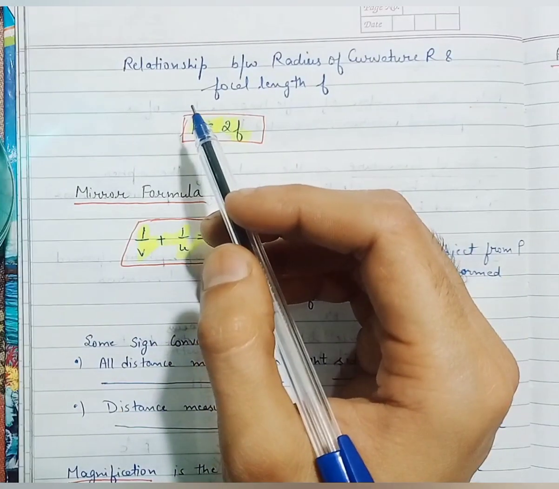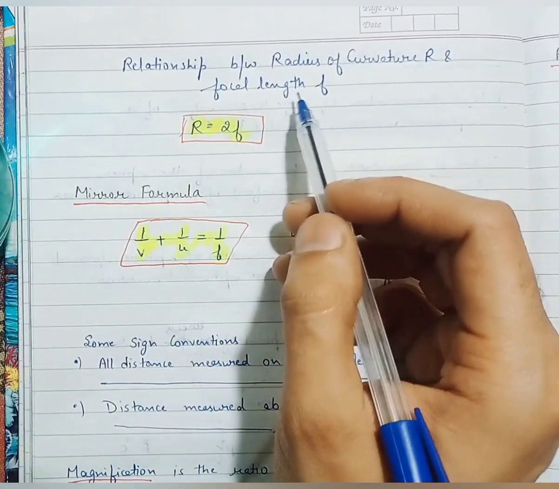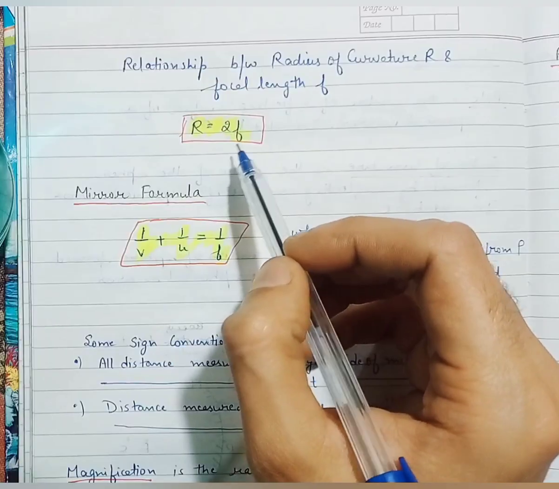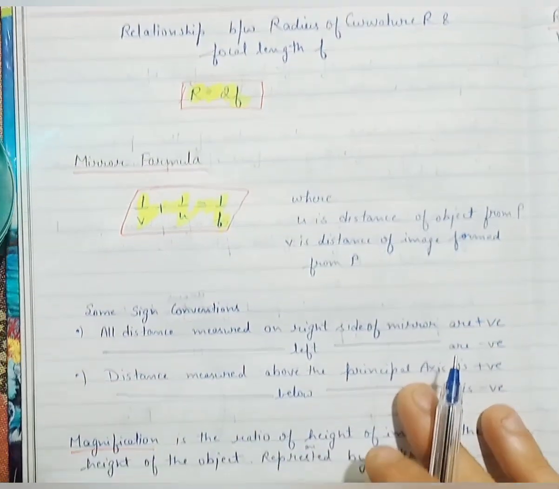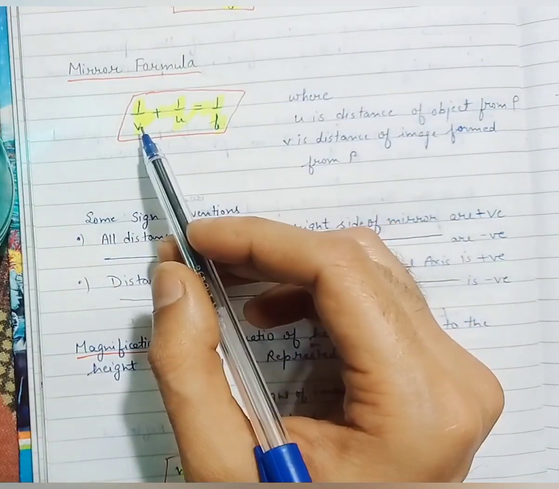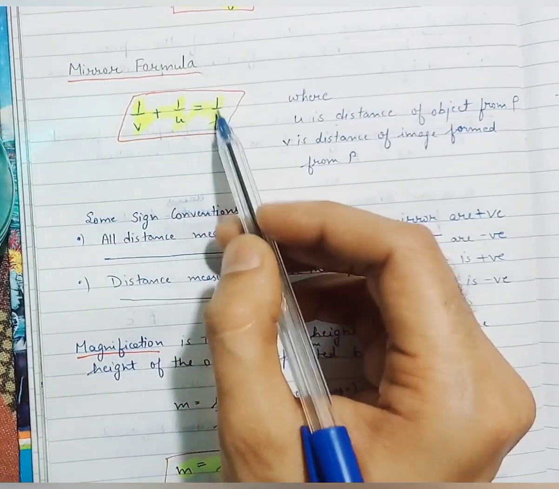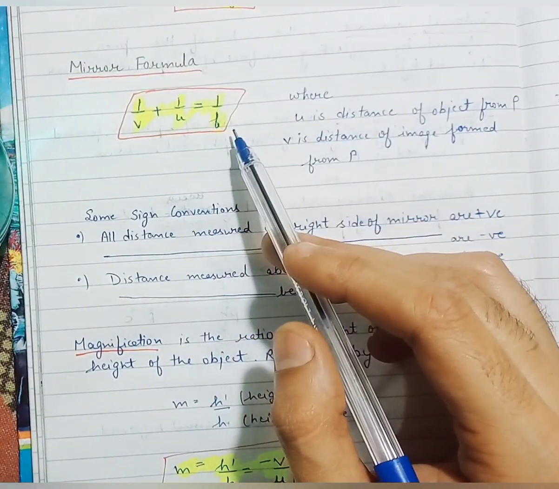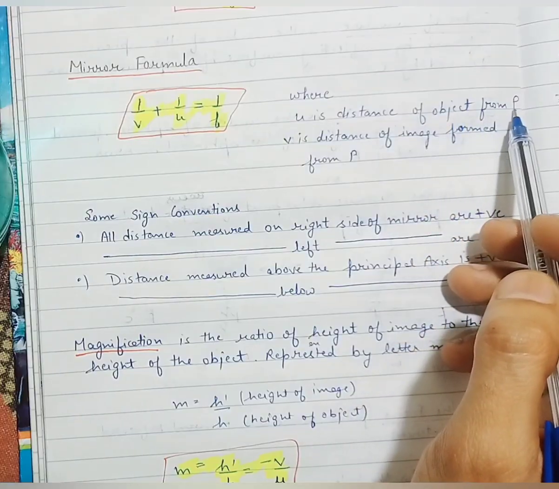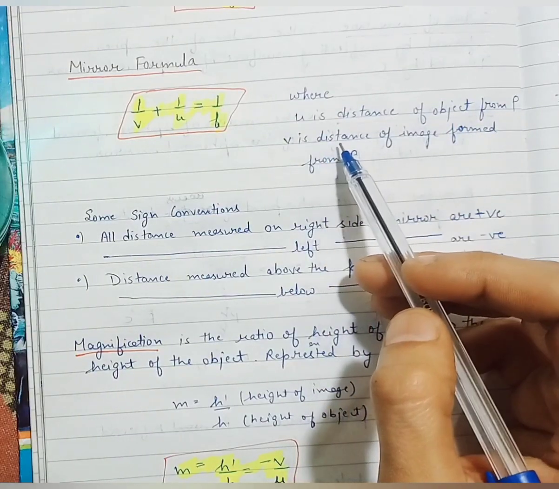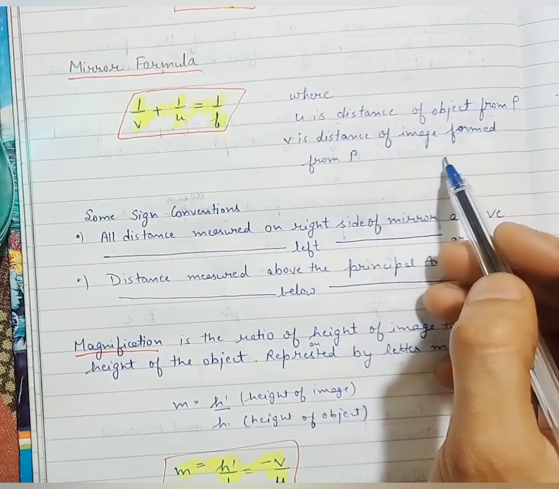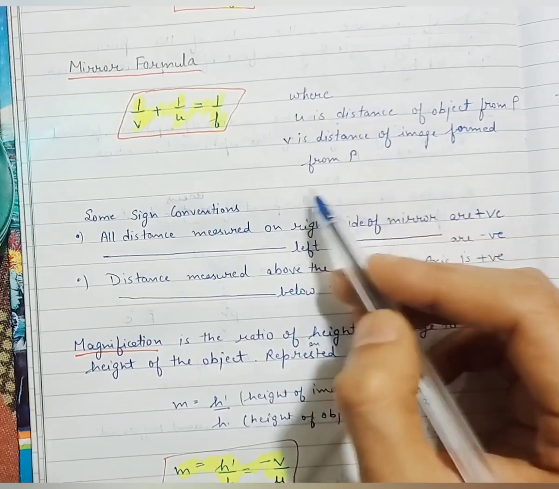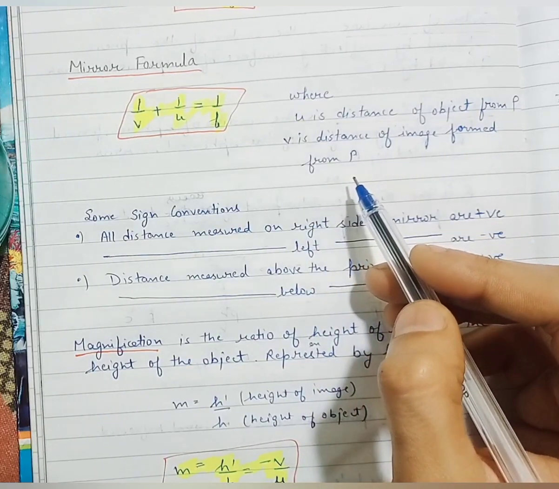There is a relationship between radius of curvature and the focal length, that is R equals 2f, which is used for solving numericals. Now we come to the mirror formula. 1/v plus 1/u equals 1/f, where u is the distance of the object from the pole P, and v is the distance of the image formed from P, from the pole to where the image is formed.